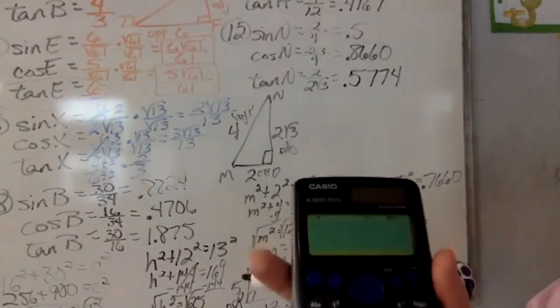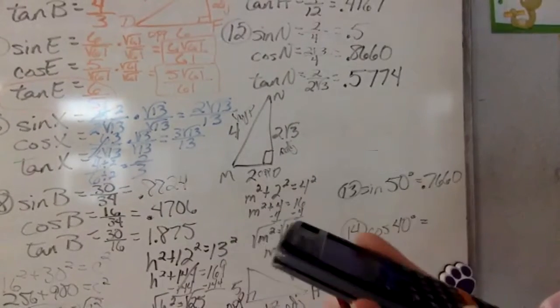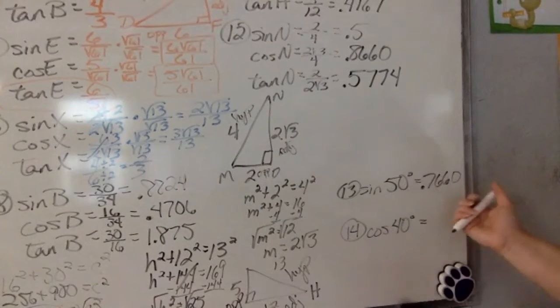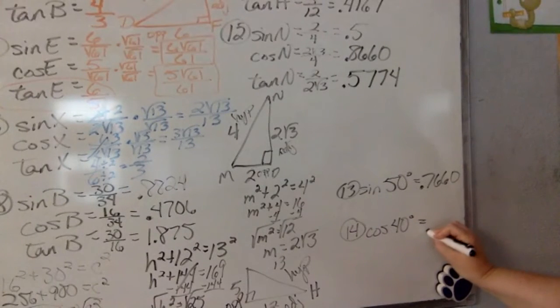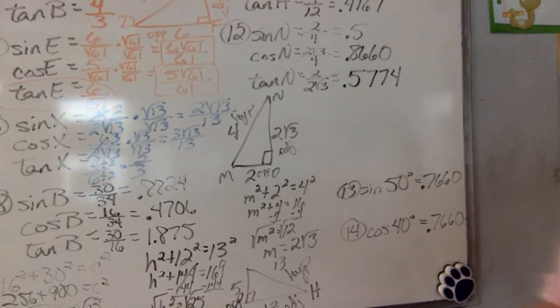So I use the cosine button. Hit the cosine button, it puts it on the screen. Type in the angle measure, hit equal. Write down your answer, round it to 4 decimal places. Okay.